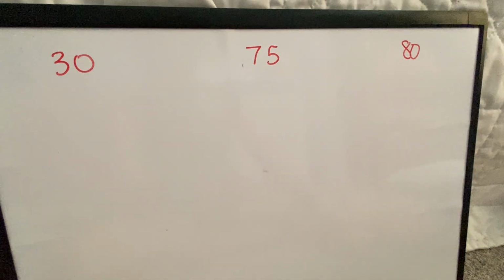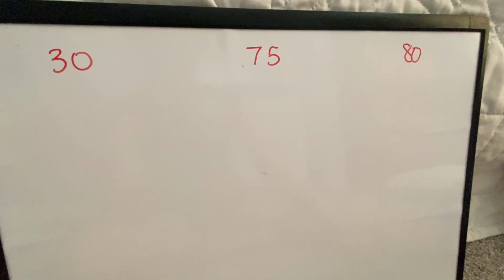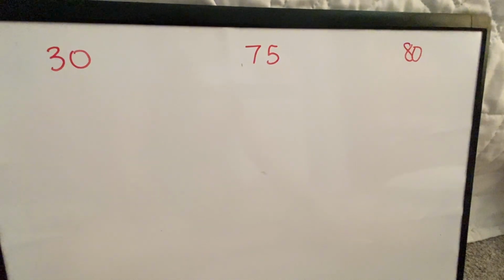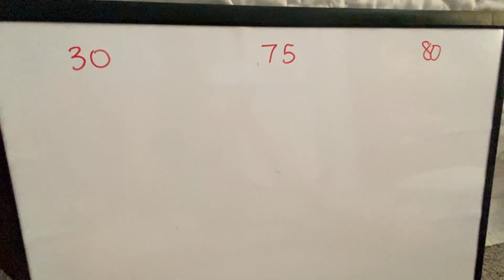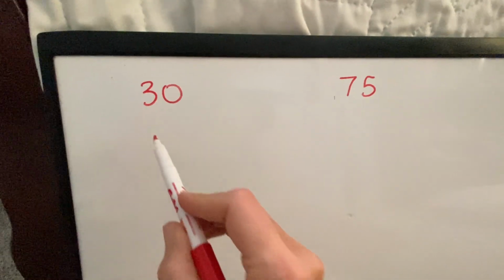Okay, so let's do another example. This is 43.2 in your book. We are supposed to find the least common multiple of 30, 75, and 80. So we're going to do the prime factorization again.